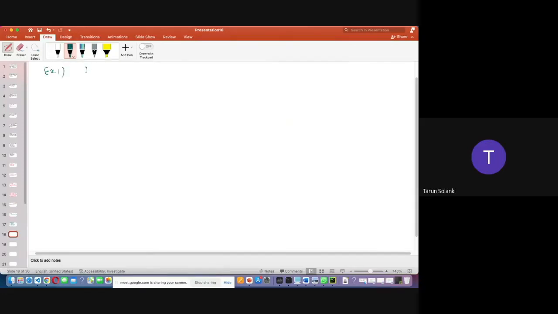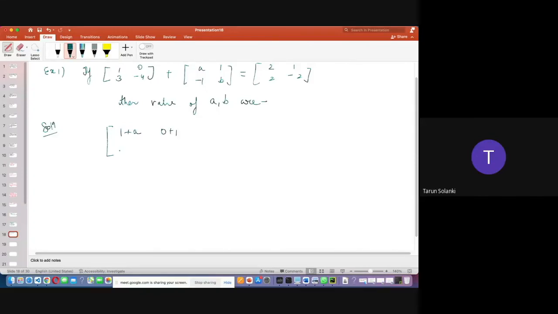Example, if the matrix 1, 3, 0, minus 4 plus the matrix A, minus 1, 1, B is equals to the matrix 2, 2, 1, minus 2, then find the value of A, B. So solving: 1 plus A, 0 plus 1, 3 minus 1, minus 4 plus B, that is equals to 2, 2, 1, minus 2. So you can solve 1 plus A is equals to 2, and minus 4 plus B is equals to minus 2. So here we can say A is equals to 1 and B is equals to 2.